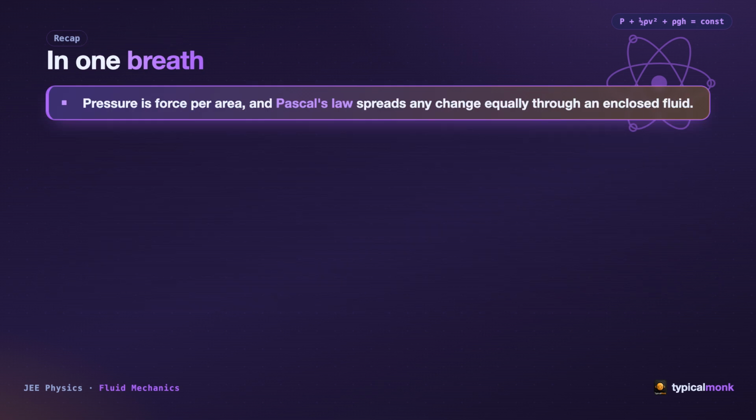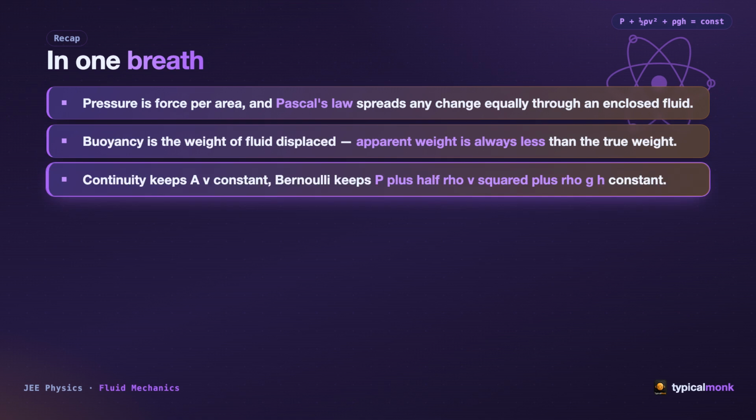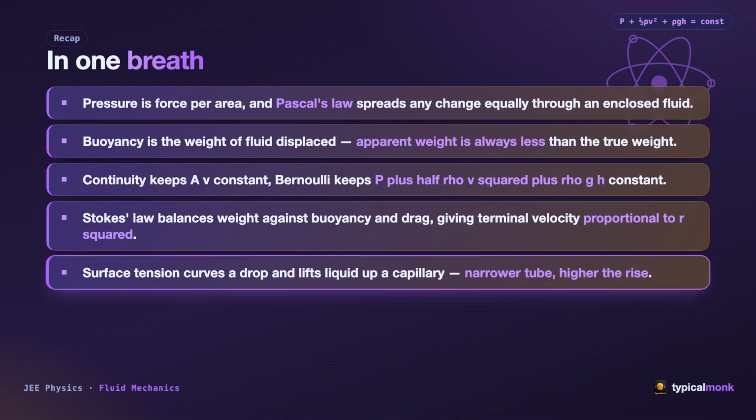Let us gather the whole class in one slow breath. Pressure is force per area, and Pascal's law spreads any change in it equally through an enclosed fluid. Buoyancy is the weight of the fluid displaced. Apparent weight in a fluid is always less than the true weight. Continuity keeps area times speed constant, and Bernoulli keeps pressure plus half rho v squared plus rho g h constant along a streamline. Stokes' law balances weight against buoyancy and viscous drag, giving a terminal velocity that grows with the square of the radius. Surface tension curves a drop and drives capillary rise. The narrower the tube, the higher the climb.